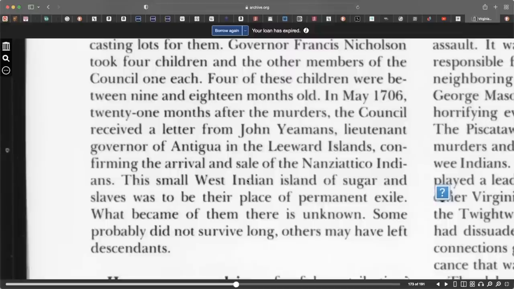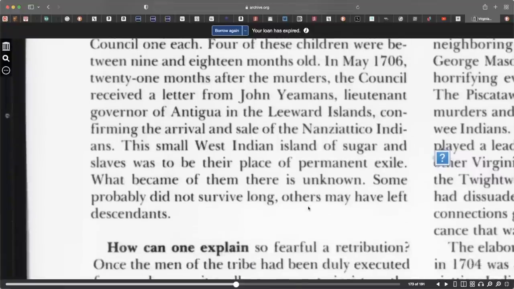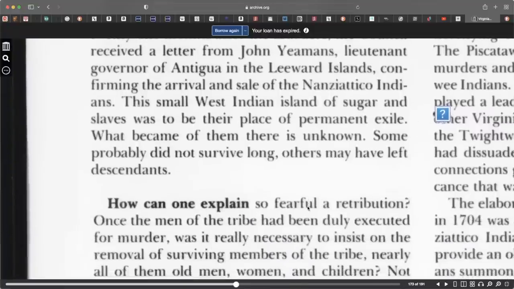What became of them there is unknown. All right, what happened to them there? Let me guess, they became Negroes, right? You guys know that, right? That's what they tell us in history. What, Nanziatico Indians? They never told us about this in school. They told us they were sending Africans to Antigua. You know what I'm talking about, professors. Some probably did not survive long. Others may have left descendants.